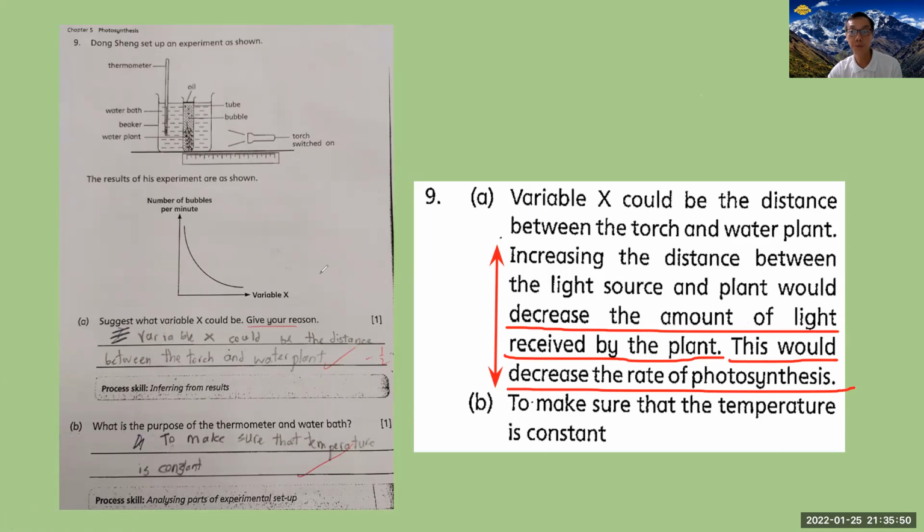And finally, what is the purpose of the thermometer and water bath? A student asked me, hey Mr. Yu, what is a water bath? Can you see it in this setup? Perhaps there's a heating element here, which they did not show. A water bath means they heat something indirectly using water as a medium instead of direct heating over a flame. So it is to ensure that the temperature is constant. So this is the answer for this.